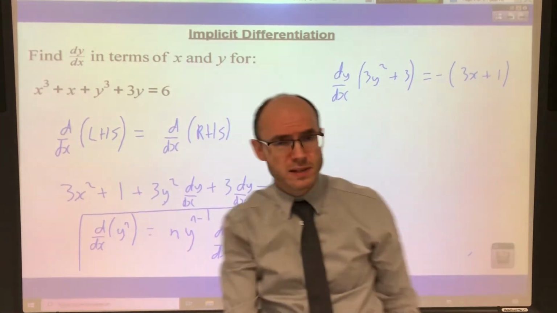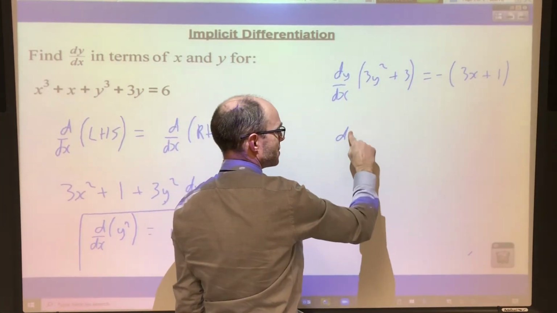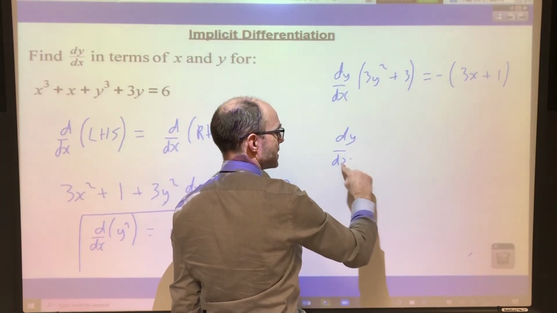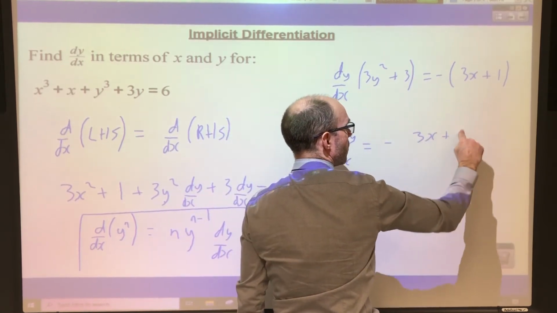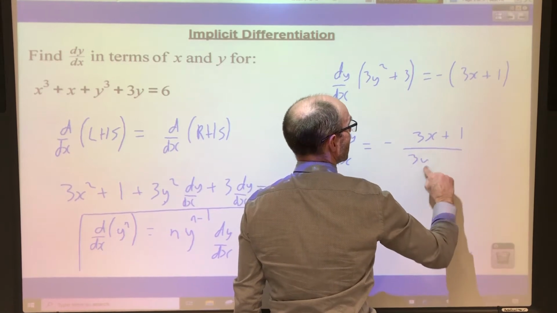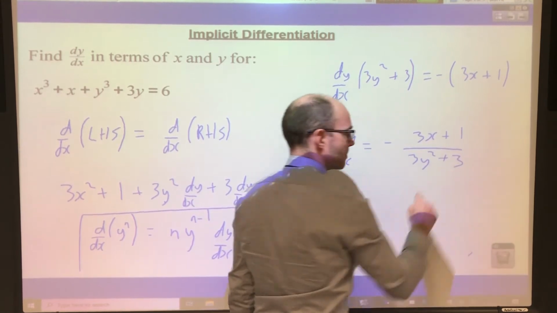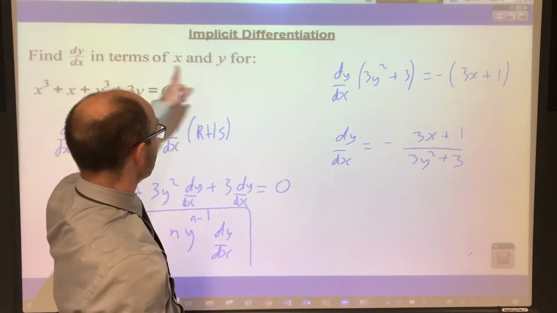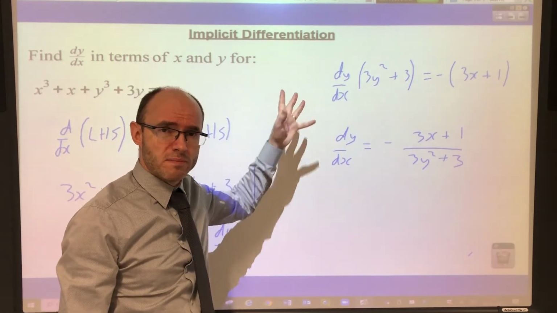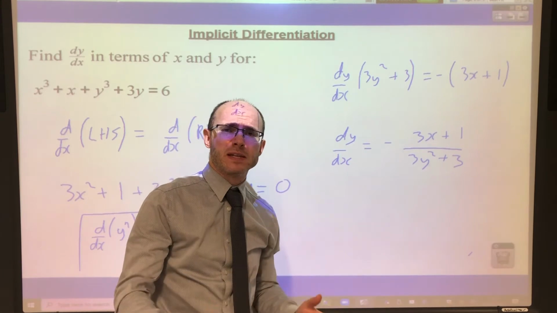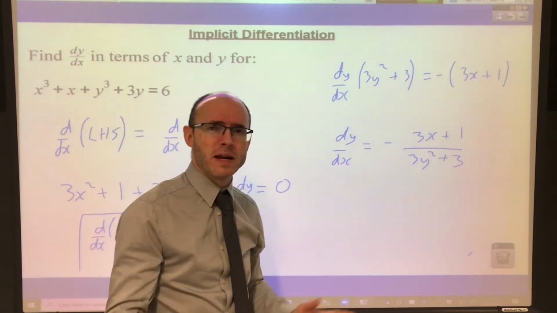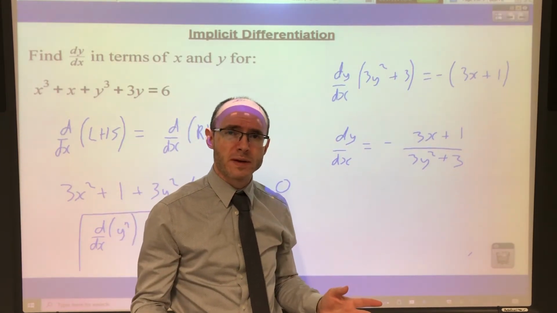And then you can see, to make dy dx the subject, you're going to have dy dx is equal to negative, and then it's 3x plus 1 all over 3y squared plus 3. And notice you will get an expression in terms of x and y because of the very nature of the question. So that's it. That's implicit differentiation. I'm hoping that made a lot of sense to you. There's another example coming right up.